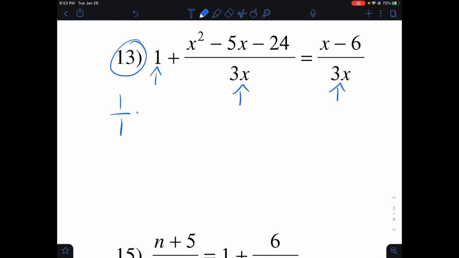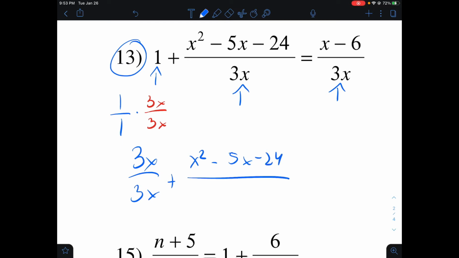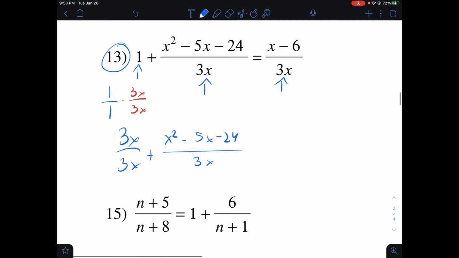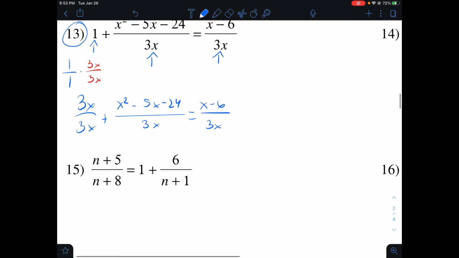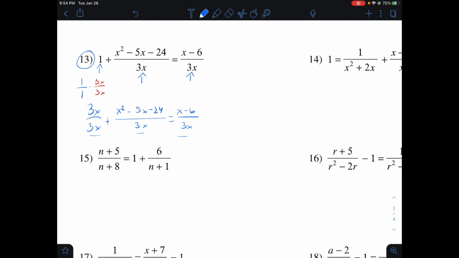So we're going to multiply that by 3x over 3x. We end up with 3x over 3x plus x squared minus 5x minus 24 all over 3x equals x minus 6 all over 3x. Now, we've got a common denominator across the board here, so we can drop that out. And we get 3x plus x squared minus 5x minus 24 equals x minus 6.